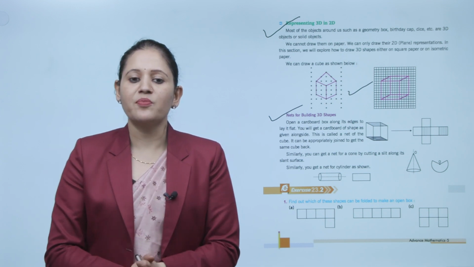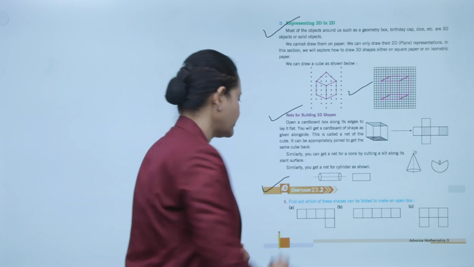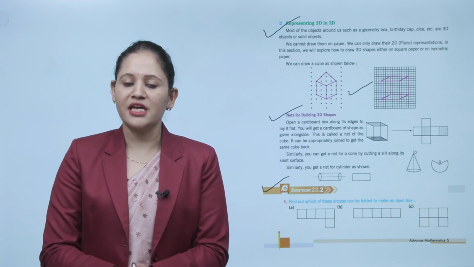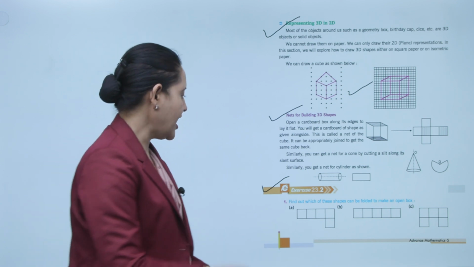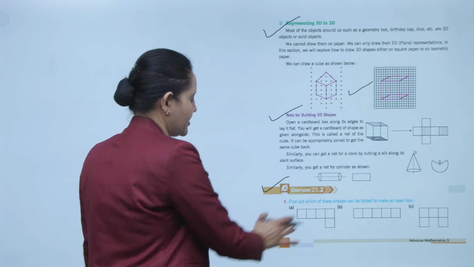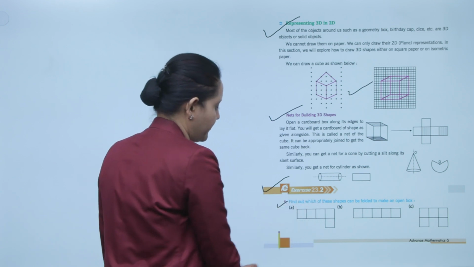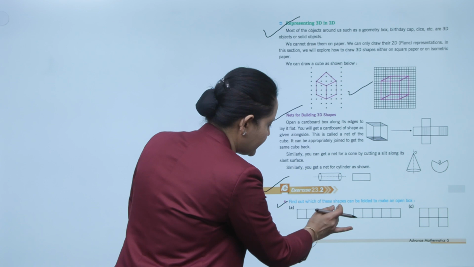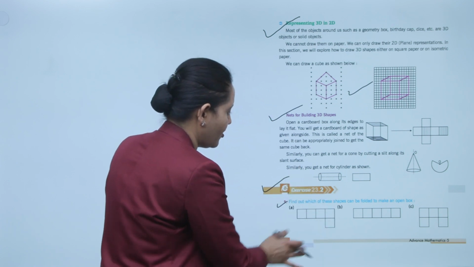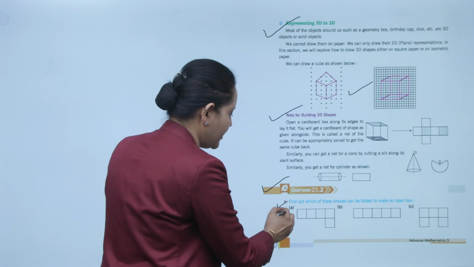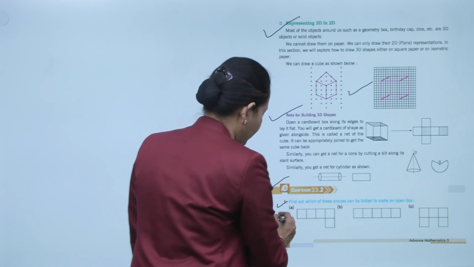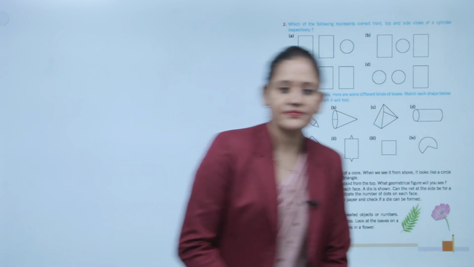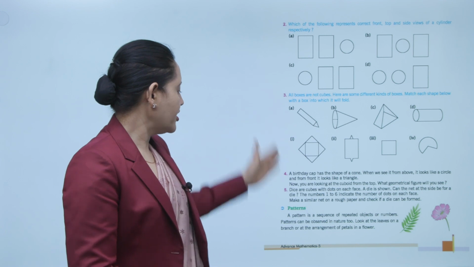Next is exercise 23.2. Find out which of these shapes can be folded to make an open box. So we have to make an open box. Suppose here we will fold it. So this side will come here, this is top, this is here, and this is this side. So the front side will be open. So A can be folded as an open box. Clear? So practice all the questions here.